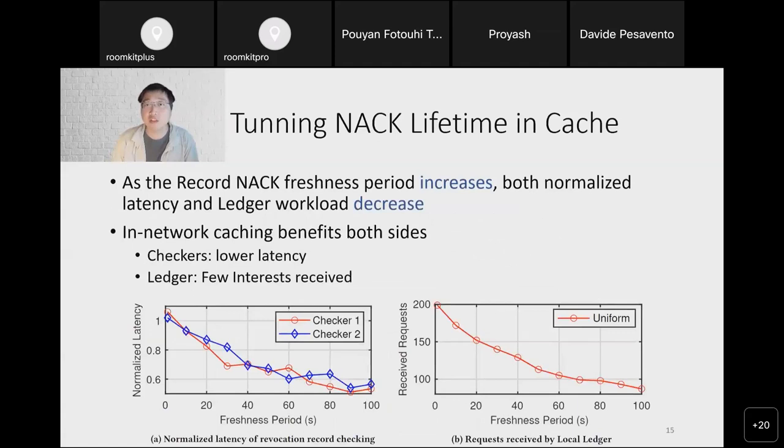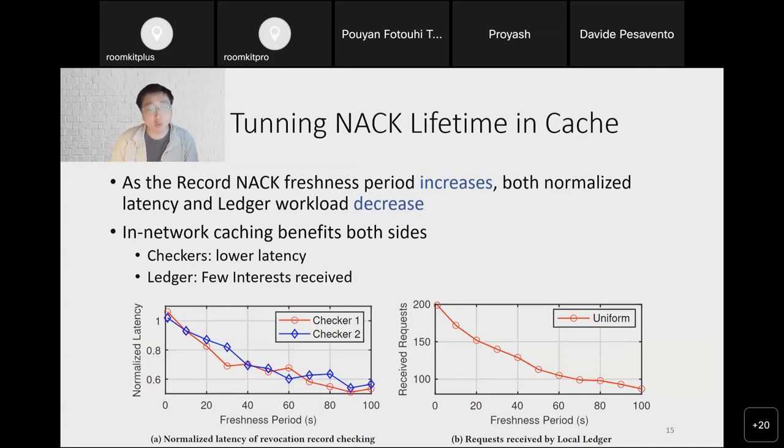Our evaluation result shows that as we increase the NAC lifetime in cache, both normalized delay and ledger workload decrease. The normalized record checking latency gradually decreases by half, and so does the number of interests received by the ledger. We can see that in-network caching benefits both sides. For the checker, you have lower latency, and for the ledger, you have lower workload.